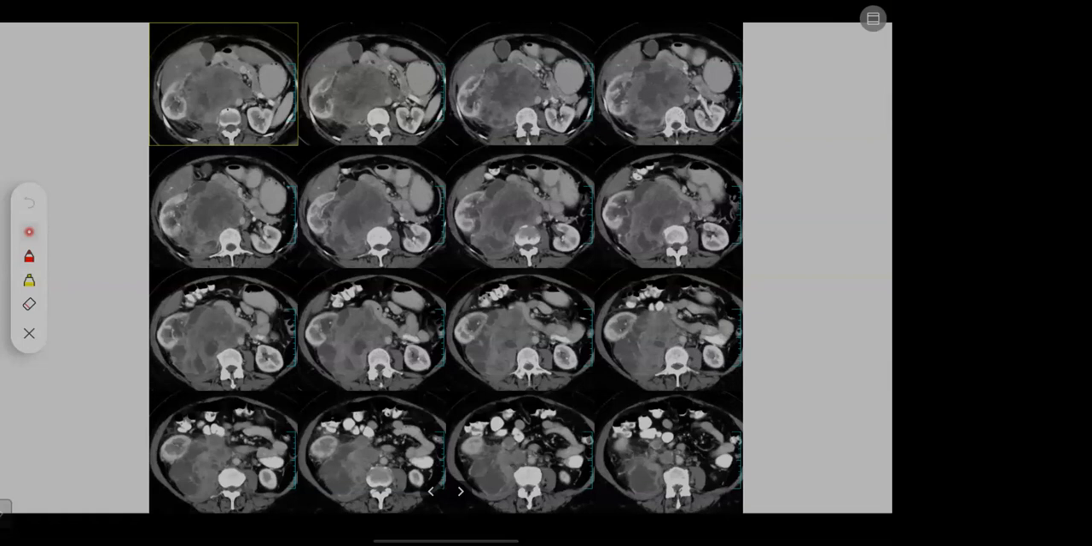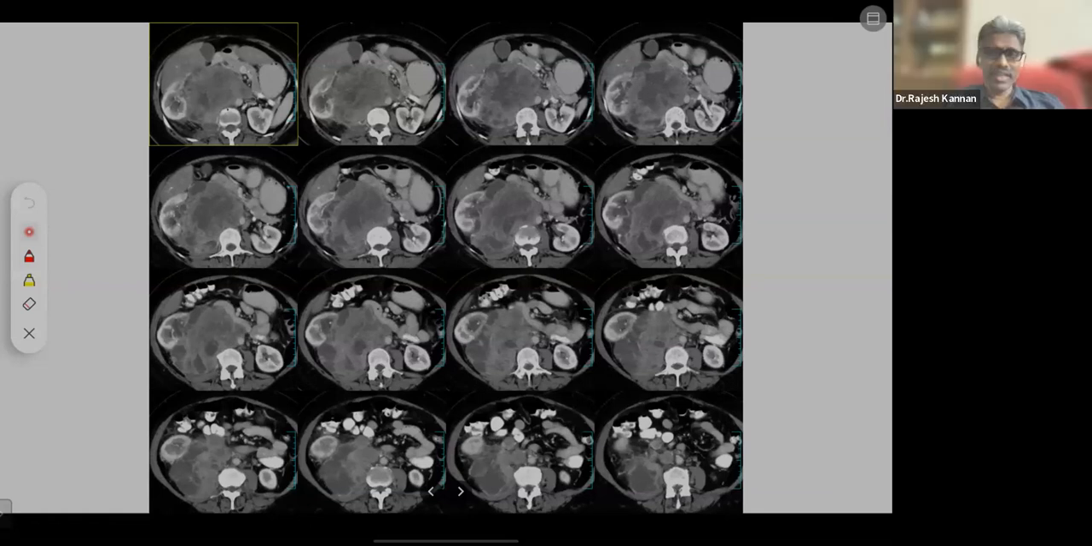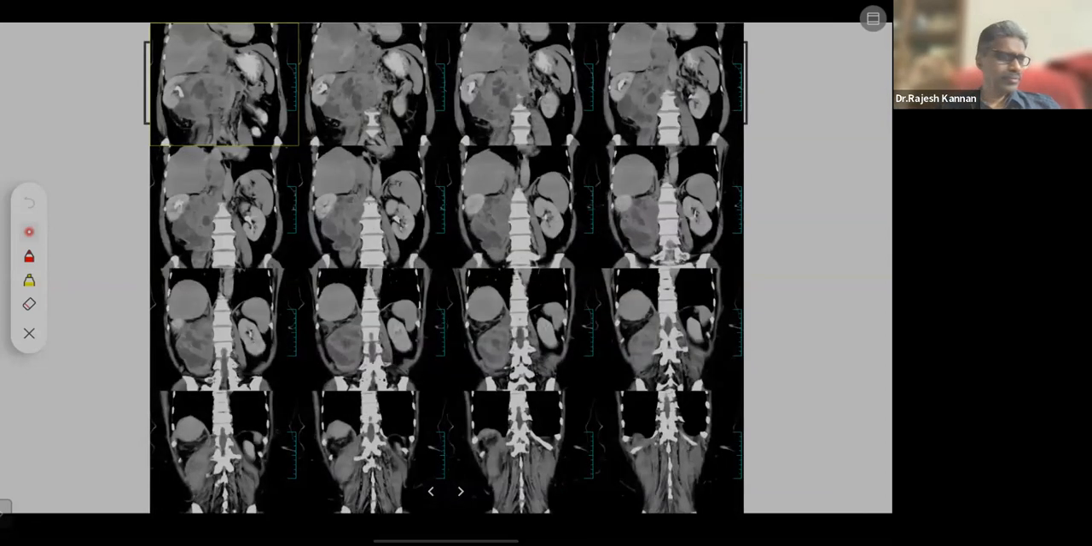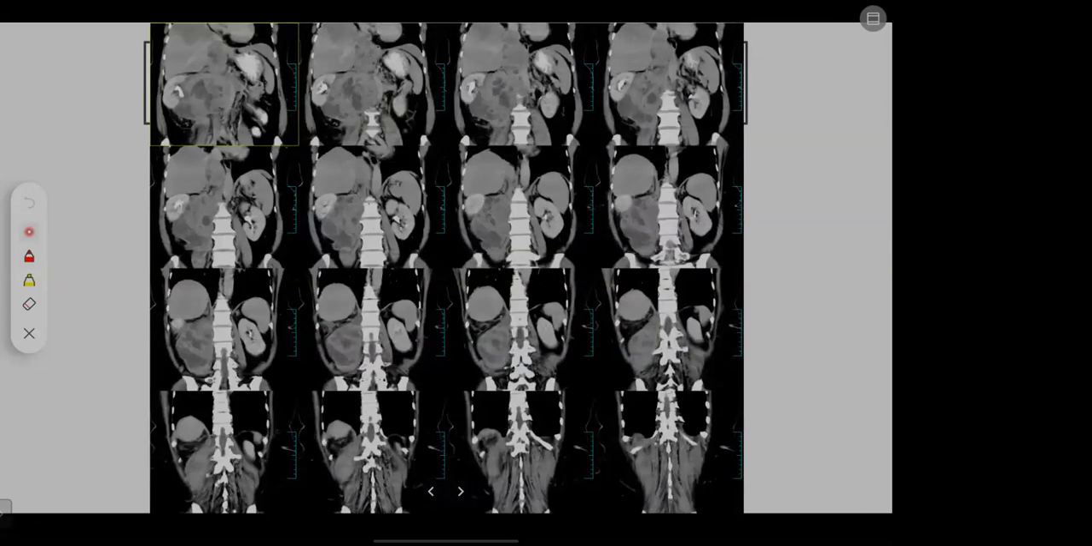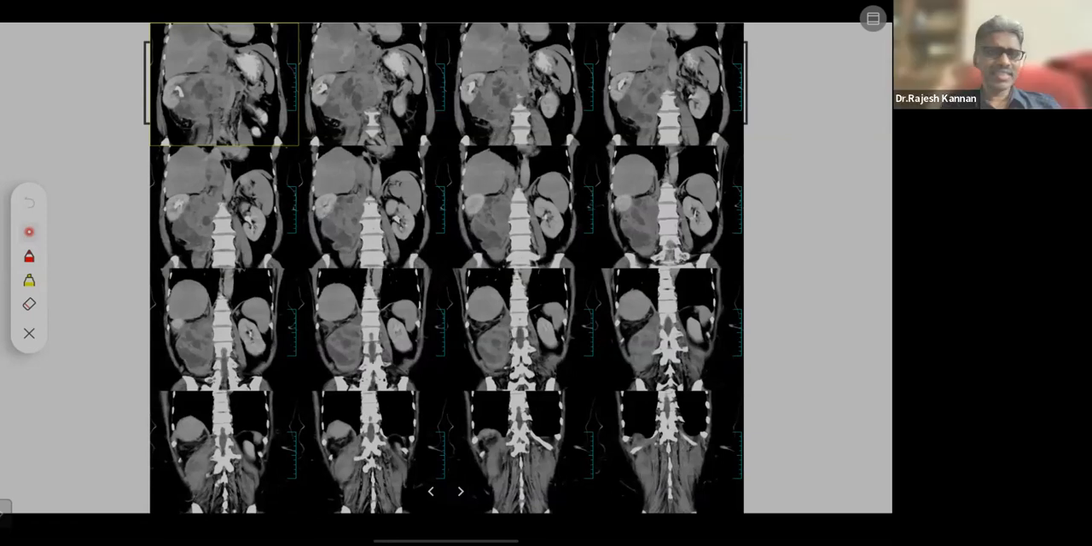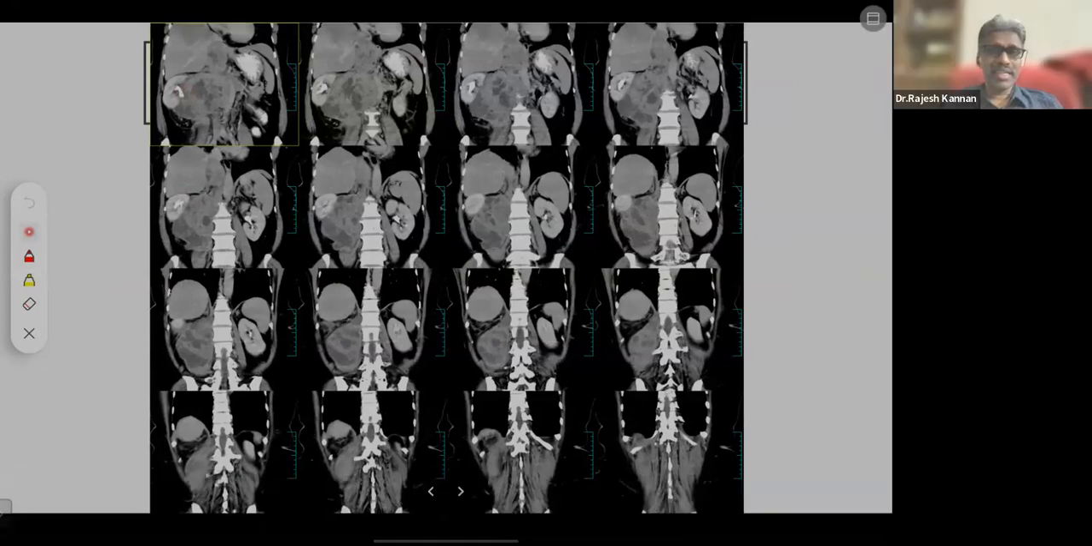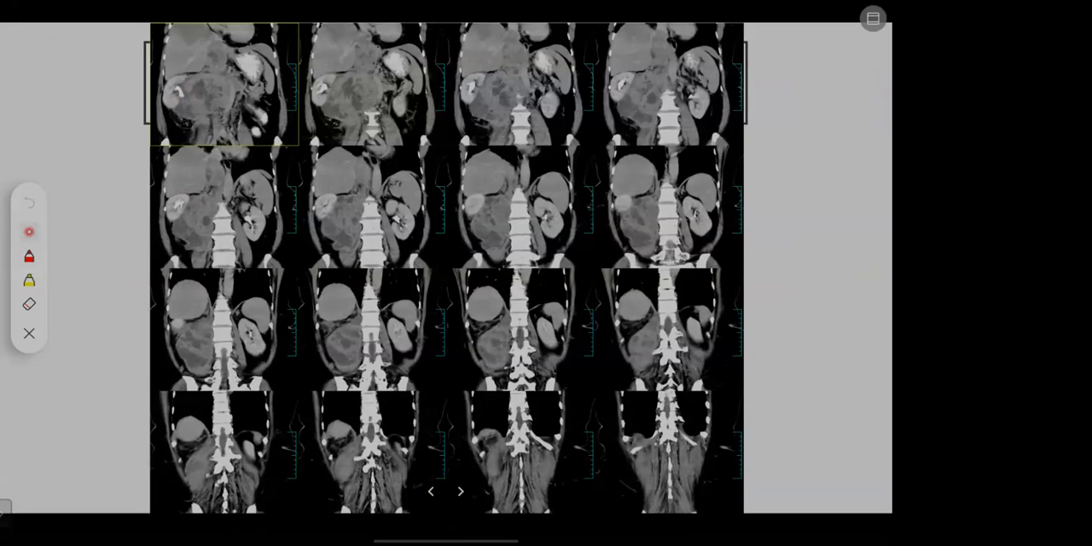Okay, next. Describe it. What is the finding here? Here we can see the excretion in the renal pelvis. Most of the kidney is displaced, and it's very unlikely to be a primary renal mass because most of the kidney is displaced.